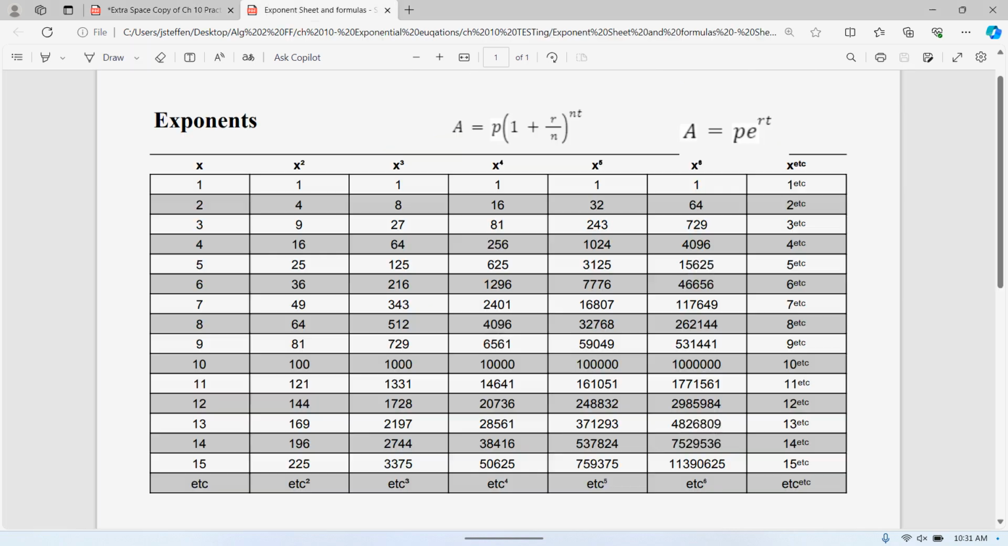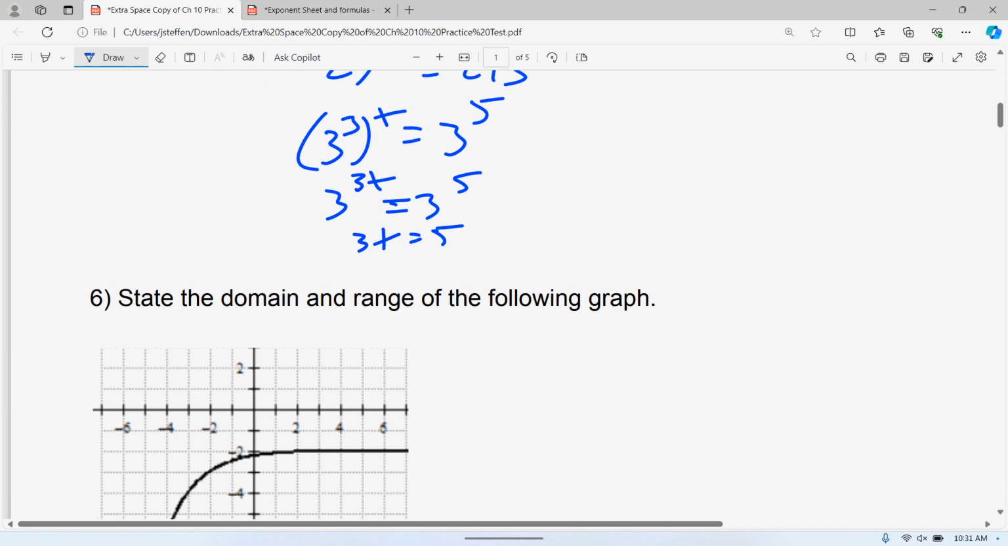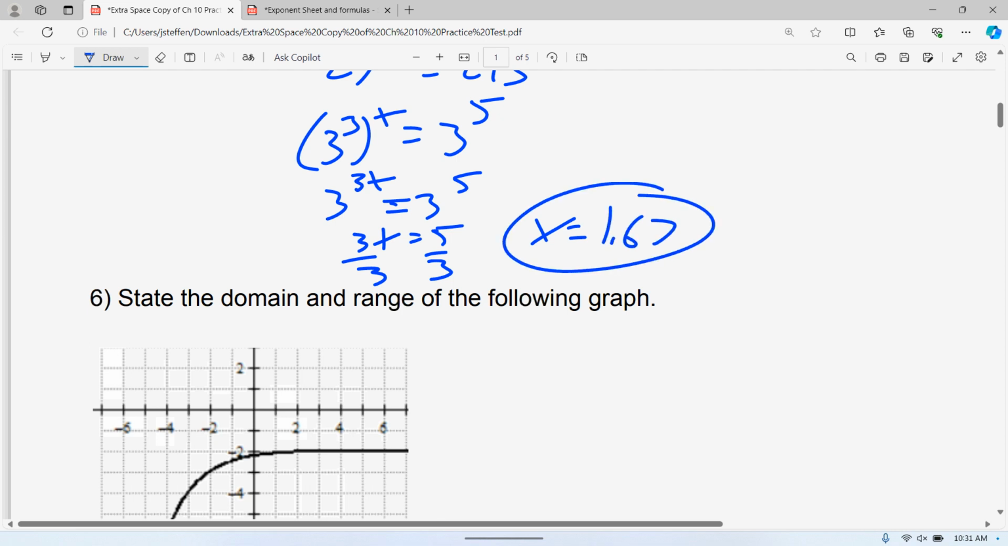243 is 3 to the fifth. 3 times x is 3x, equal to 3 to the fifth. Since the bases are equal, we set the exponents equal to each other. And then divide both sides by 3. I get x equal to 5 over 3. As a decimal it's 1.67 rounded. 5 over 3, that's fine too.